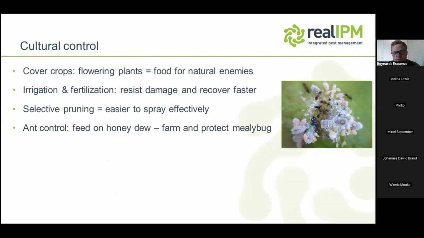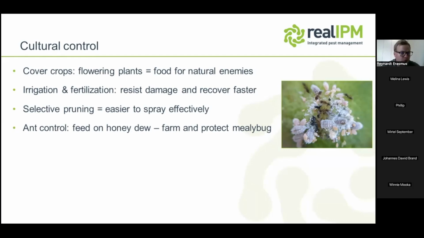When it comes to cultural control, it is probably the pillar that is most often overlooked. It can play a big part in suppressing pest populations. With cultural control, we aim to make the environment unfavorable for pests to develop and to become an economic problem. For mealybug, cover crops that produce flowers are a very good option, as they can become a crucial food source for natural enemies such as our parasitoids.